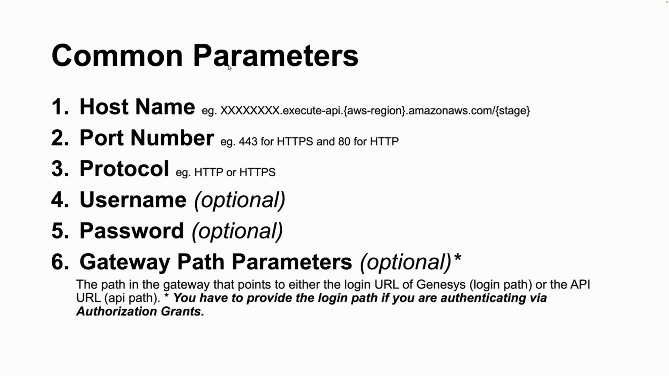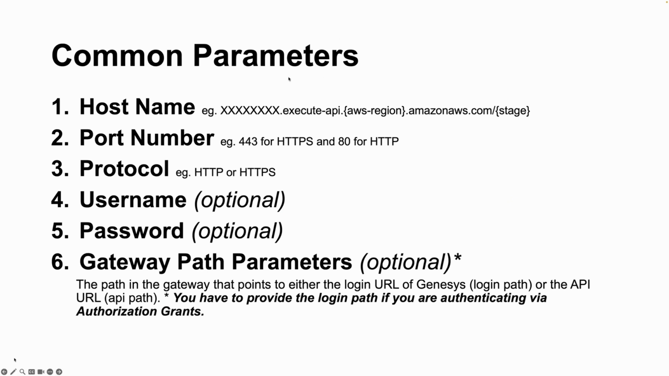So there are a few things that you'll be needing in order to configure the gateway to be used by the CLI, CXS code, and SDKs. There are 6 things. The first one is the host name. It's the endpoint or the domain that you have created on the API gateway.